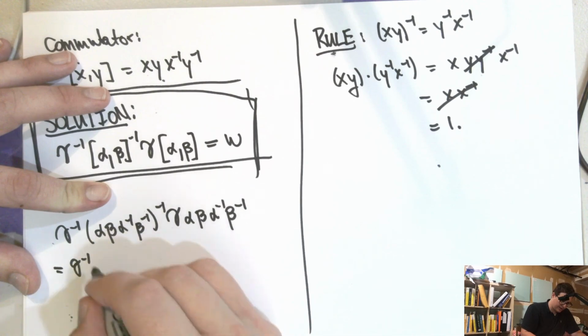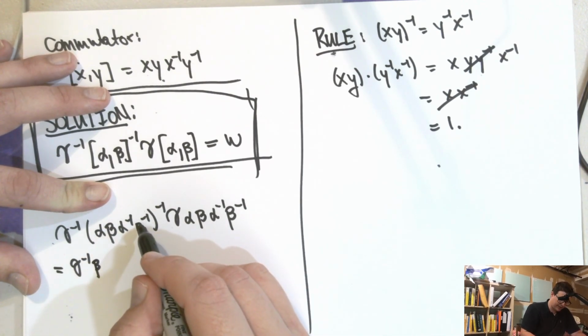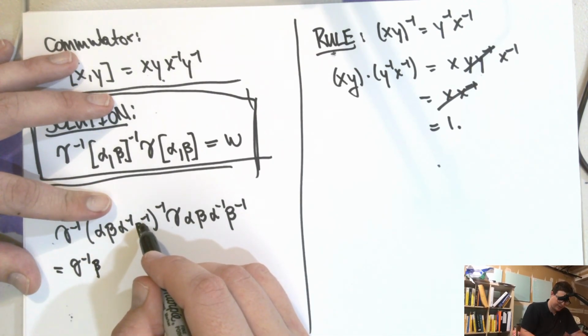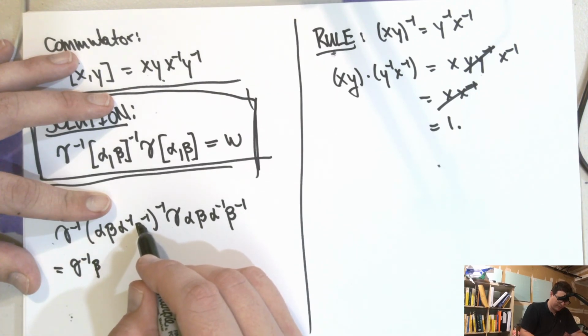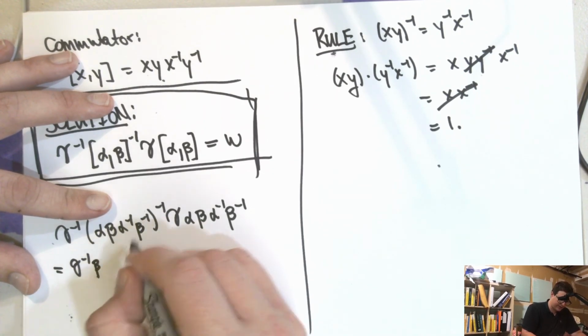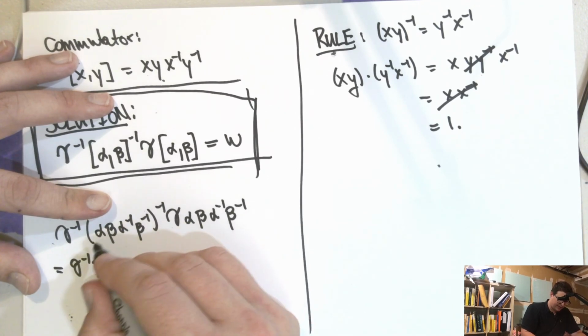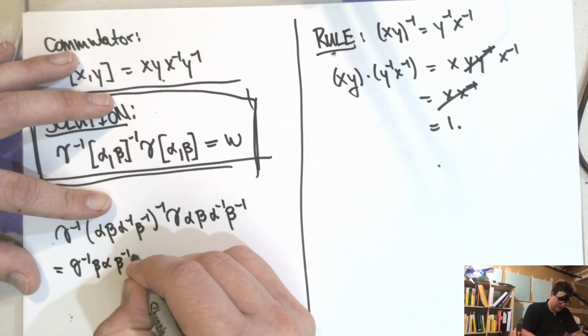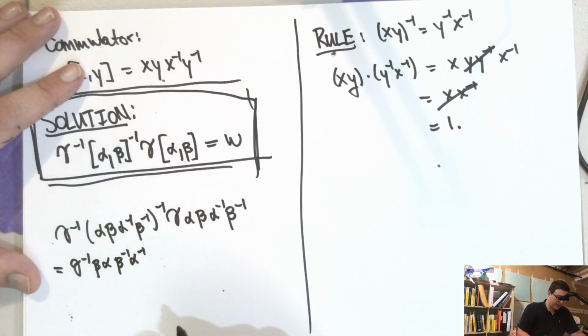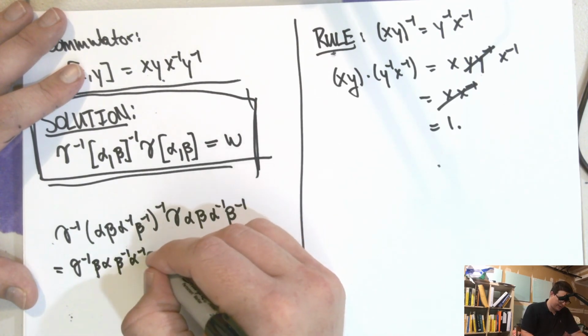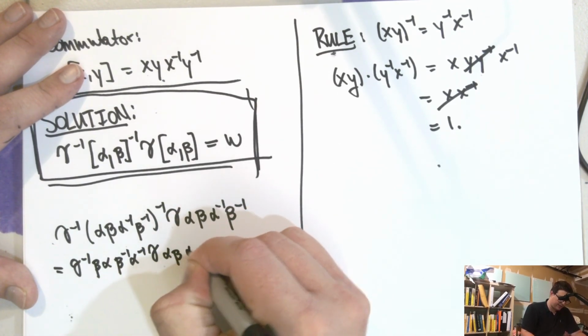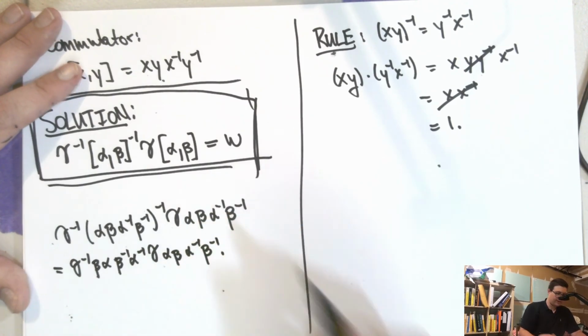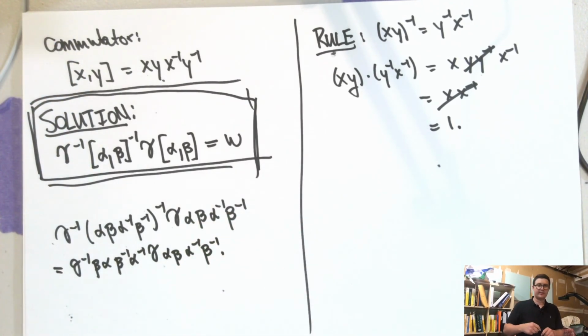So then this is beta. What I did is I'm taking each element, and putting its inverse. So now I have alpha, and then I have beta inverse, alpha inverse, and then this is gamma, alpha, beta, alpha inverse, beta inverse. All right, that's all I have to say about that.